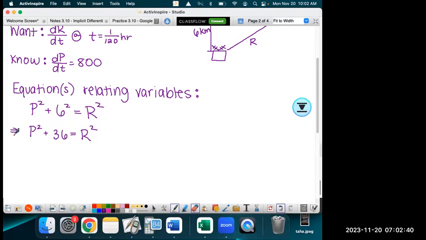Now, if we were to take the derivative with respect to time, we would have dp dt somewhere in there and dr dt somewhere in there. We know dp dt, we want dr dt. We only have one unknown rate then. We're perfectly fine. We do not need a secondary equation. We are good to go ahead and go straight into computing the derivative with respect to time.